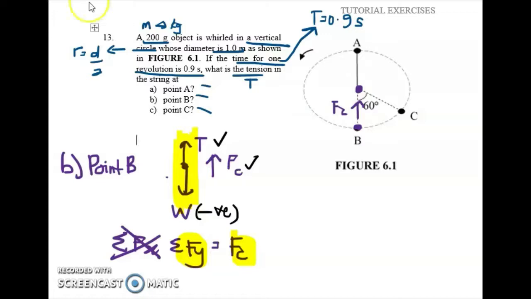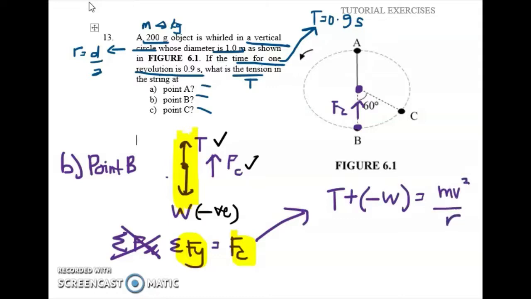So take note when you're doing this part. Now it will be T, tension, plus the negative W, which is equal to mv squared over r. Okay, Fc equals mv squared over r.